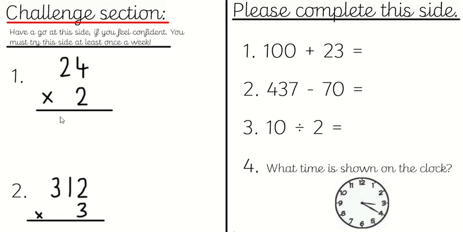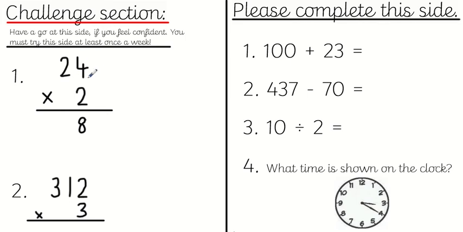So let's have a look at our short multiplication then. So the bottom number tells us what we are multiplying by. So we are multiplying by 2. So 4 times 2, or 2 lots of 4. So if you know your times tables, then you can work it out quite quickly. 2 times 4 is 8. If not, then you can count in twos on your fingers. 2, 4, 6, 8.